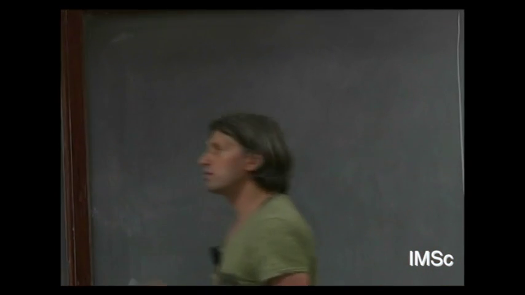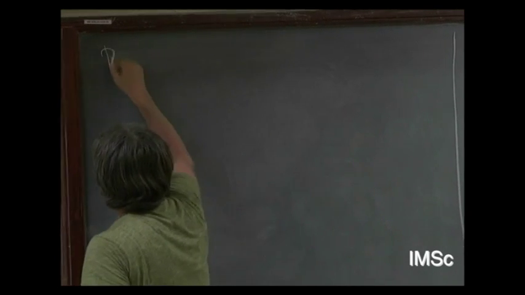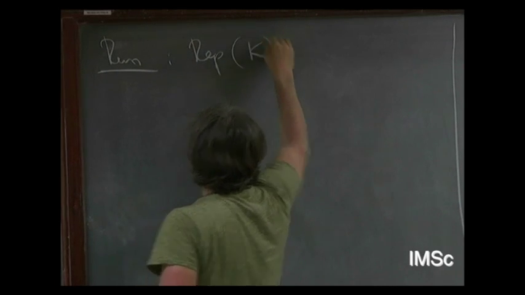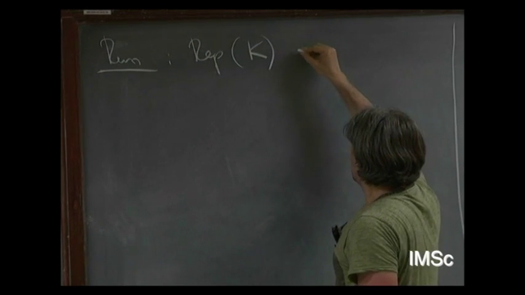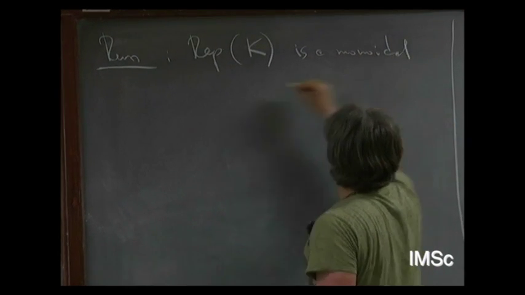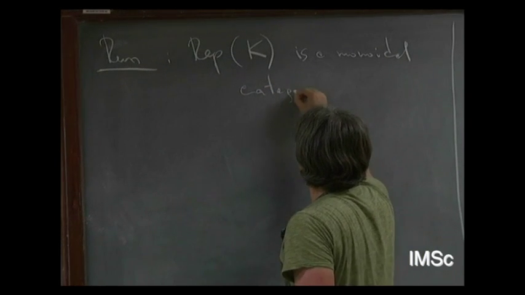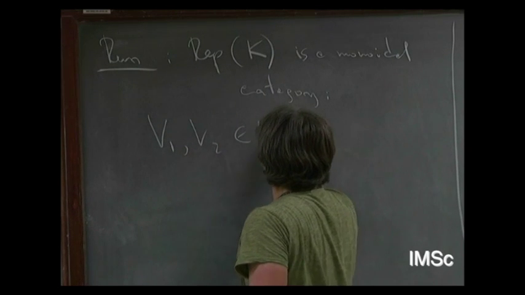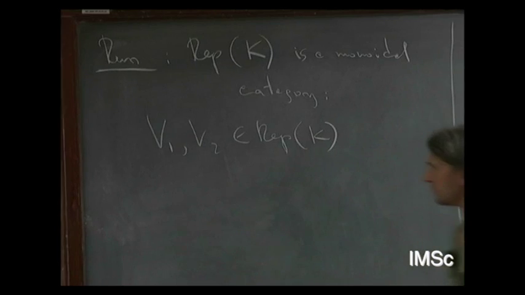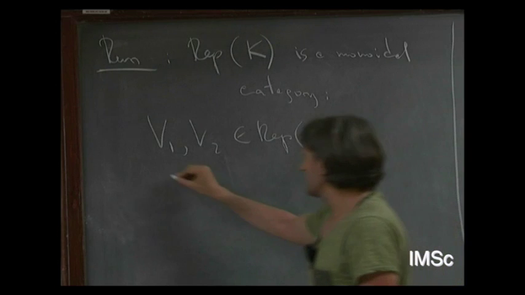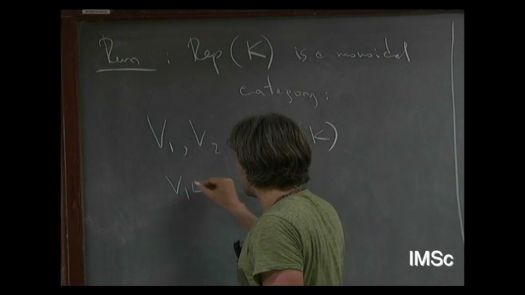One thing which I really need is that, like in the usual finite group representation theory, so this is a remark, representations of K is a monoidal category. If we have two representations, V1 and V2, then how to take their tensor product? We just take their tensor product in the outer sense first.